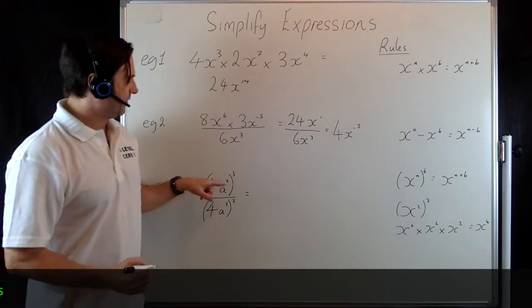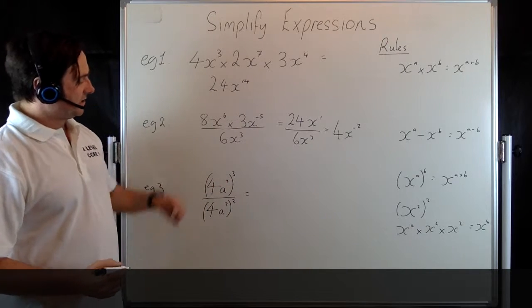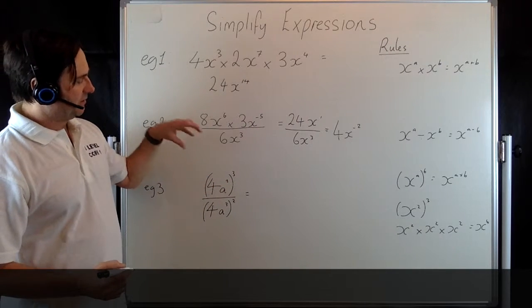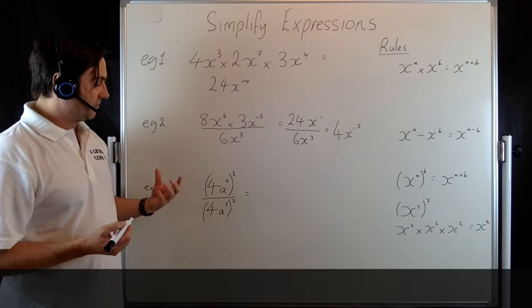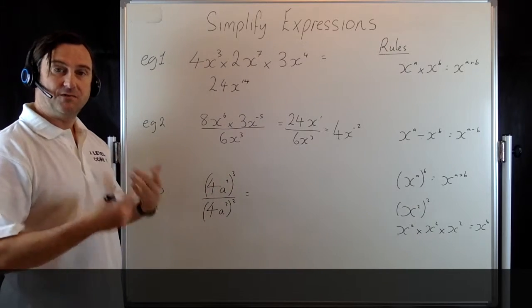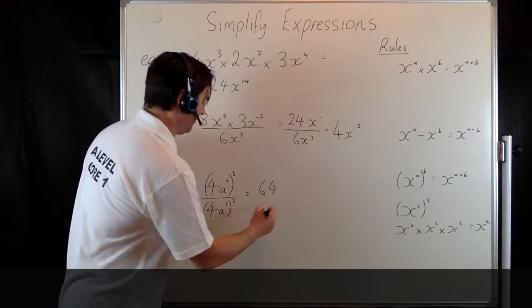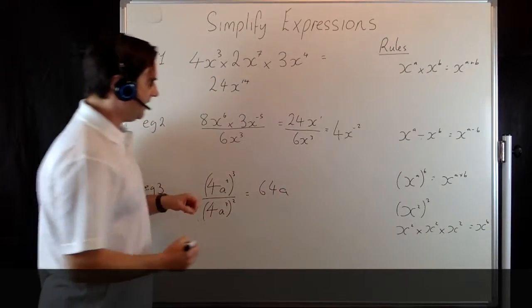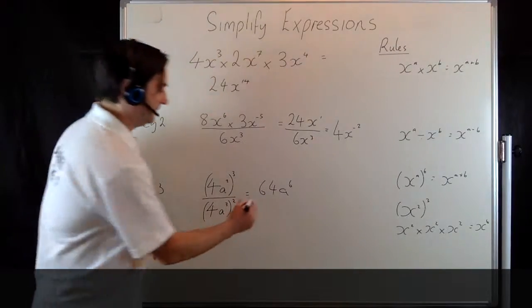So for this one here, on the top, we've got 4a squared to the power of 3. So that means we've got to do 4a squared times 4a squared times 4a squared. Well, the first thing you've got to deal with is the coefficient, because that has to be cubed. So 4 times 4 times 4 gives you 64. So on the top, we get 64a. Now use your powers law, 64a to the 6.